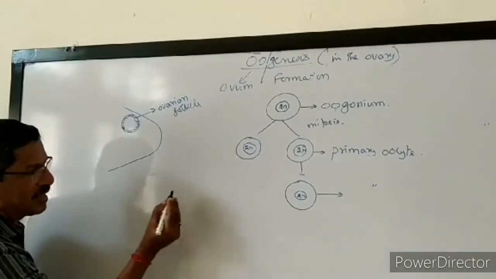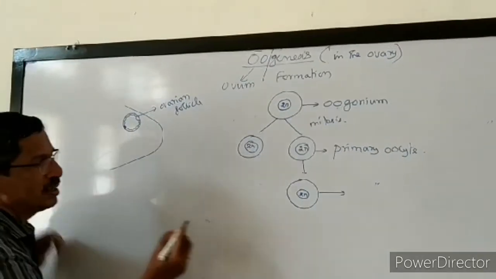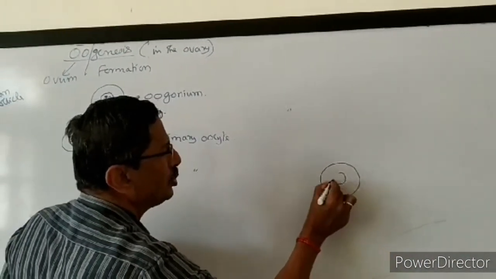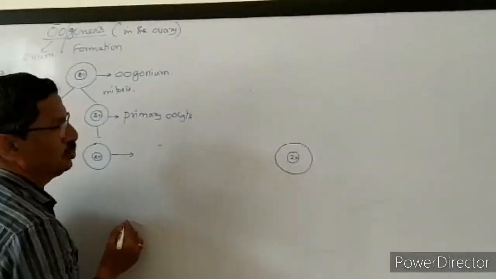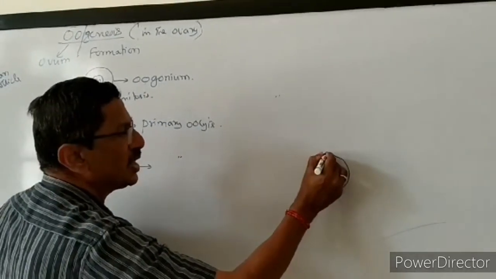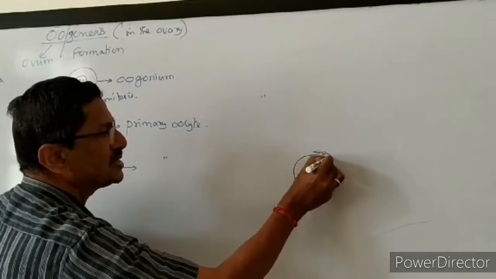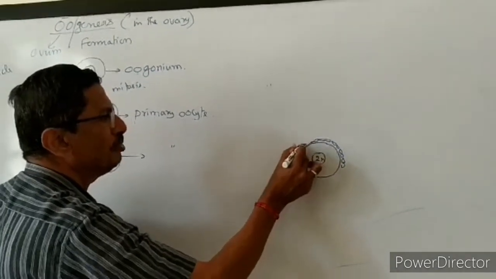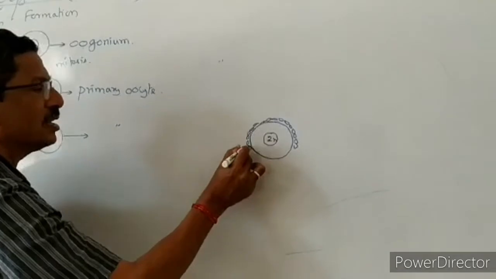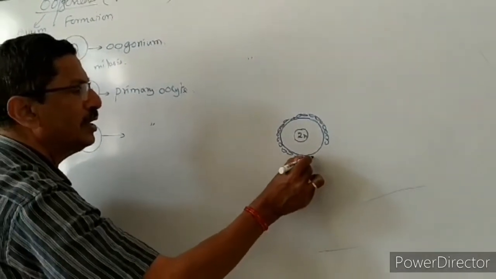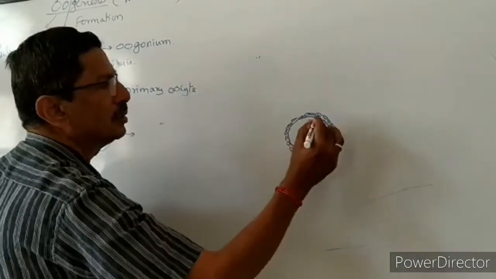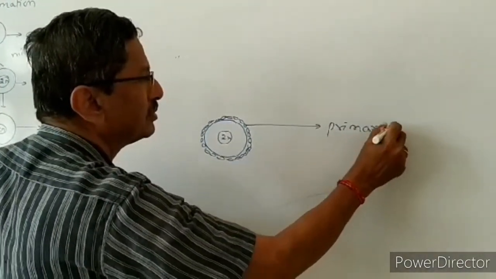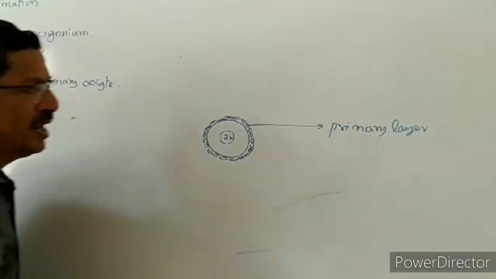Now I will take this primary oocyte separately. It has a nucleus with 2n chromosomes. First it is surrounded by a single layer of cells. Many small cells will be formed. Now this layer is called the primary layer. It is not primary cell, it is primary layer.